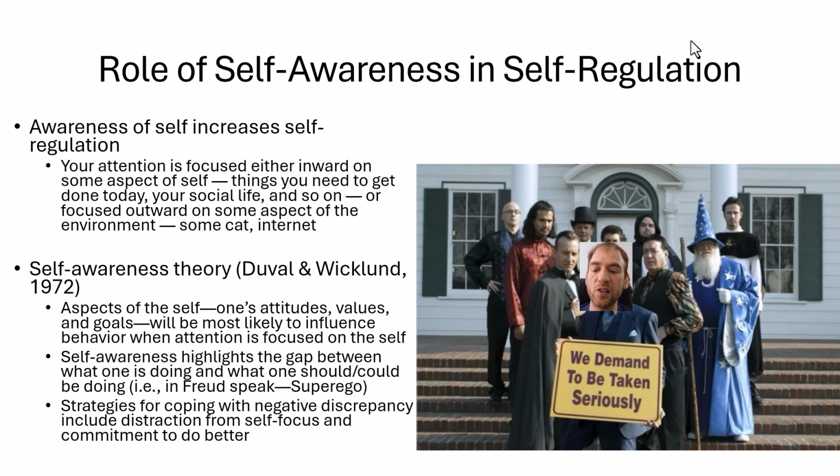Next, we have the self-awareness theory, developed in 1972. This argues that aspects of the self, one's attitudes, values, and goals, will be most likely to influence behavior when attention is focused on the self. Self-awareness highlights the gap between what one is doing and what one should or could be doing. In Freudian speak, that is the superego. Strategies for coping with negative discrepancy include distraction from self-focus, and commitment to do better. So when we're focused on ourselves, we are likely to bring up attitudes, values, and goals that are going to influence our behavior, as already stated with the testing example.